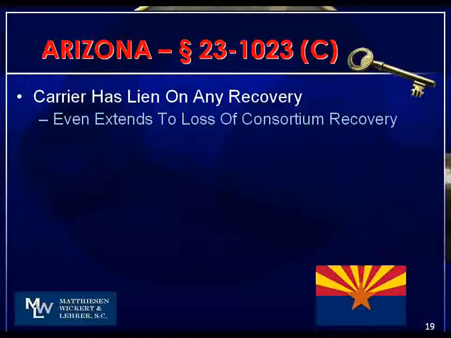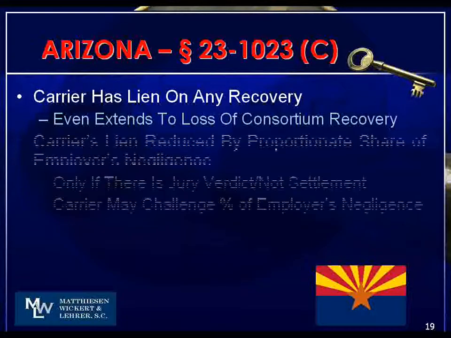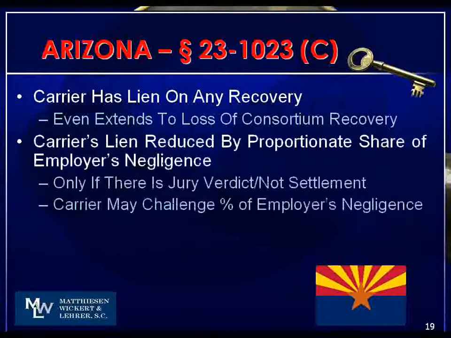because generally, we are subrogated only to the amounts recovered by the beneficiaries, the injured worker, in a death case, the kids, the wife who get the recovery, not other beneficiaries under a wrongful death or survival act statute in a particular case. But Arizona has said that your rights, your lien on any recovery, extends even to loss of consortium. So right away, there's no way they can gerrymander a settlement, at least using that tool in Arizona. The carrier's lien is reduced by a proportionate share of the employer's negligence, but this is only if there's a jury verdict, not a settlement.